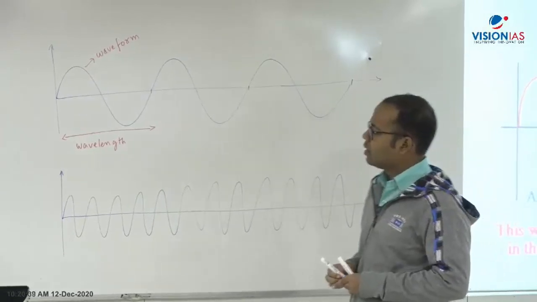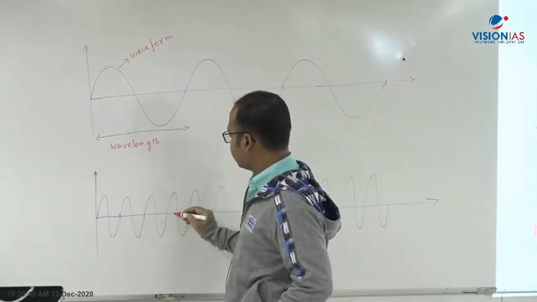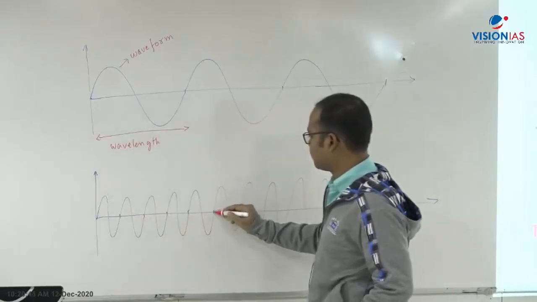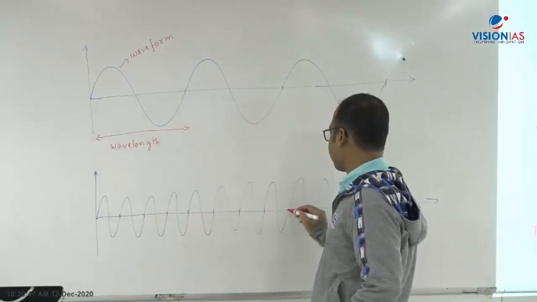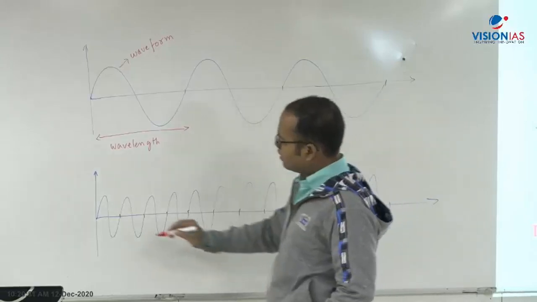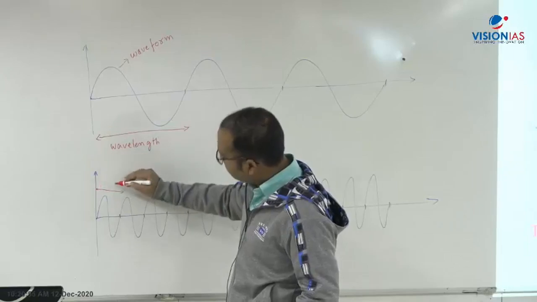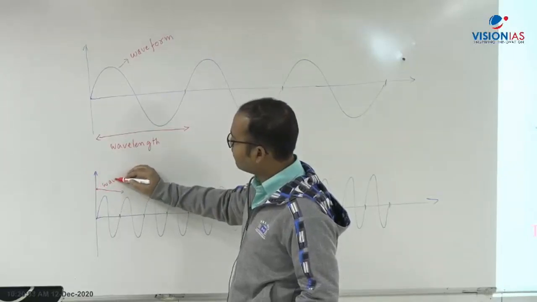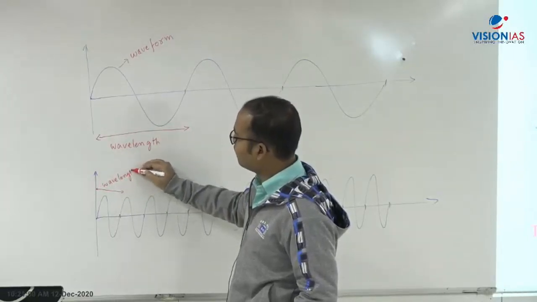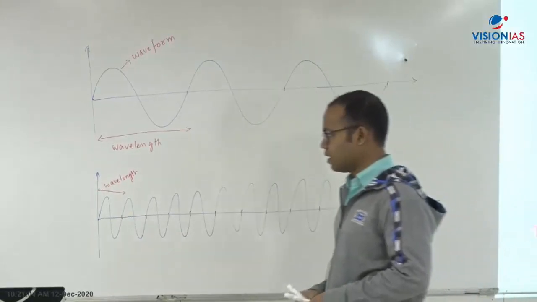Okay. Now you can clearly see here, this wave is getting repeated after this event. So this particular length over here is the wavelength, after which it is repeated. So wavelength is what? The distance after which it is repeating itself.